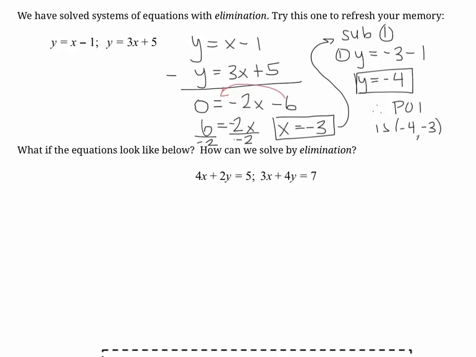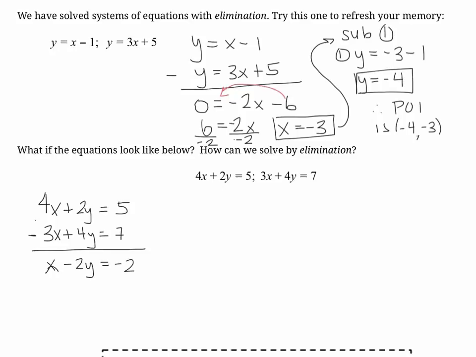Well, if I first try to stack these on top of each other, just like this, and maybe you decide to subtract, what would happen? I would have 4x minus 3x, that gives us 1x. And then I have 2y minus 4y, that's going to be negative 2y. And then 5 minus 7 is negative 2. Well, we're left with an equation, but we still have two unknowns. The problem with this is that we didn't eliminate a variable.